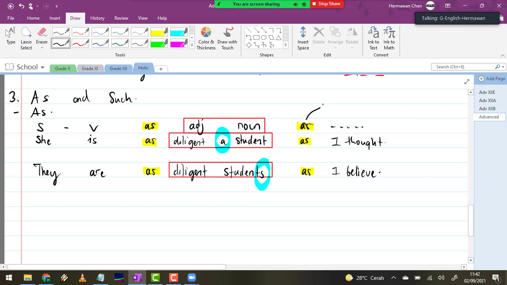Okay, as here means seperti. If there is no question, I'll continue to such. Such actually has the same pattern as as.